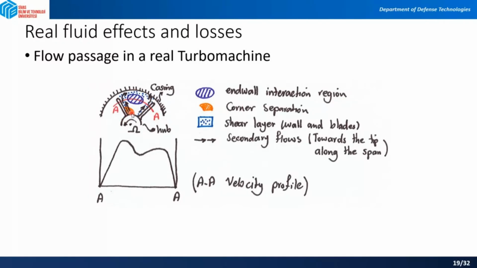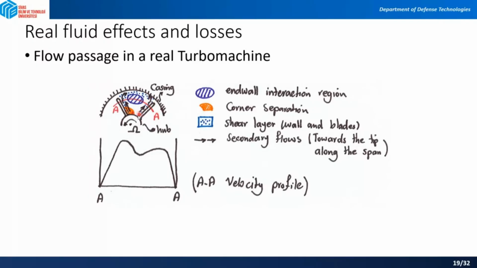At the corners of these blades, we are having separation, which we call the corner separation region. We also have, in a real case, shear and viscosity, and there is a shear layer between the wall and the blades. And then we shouldn't ignore the secondary flows as well.